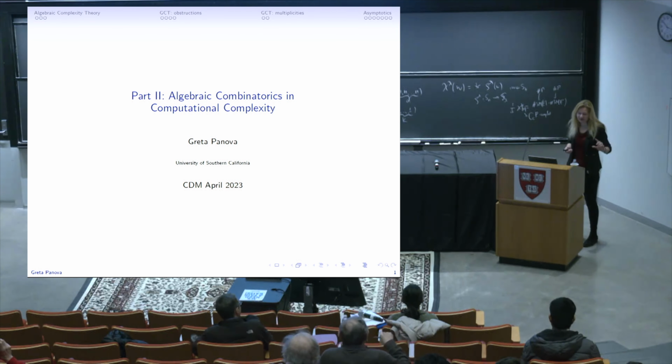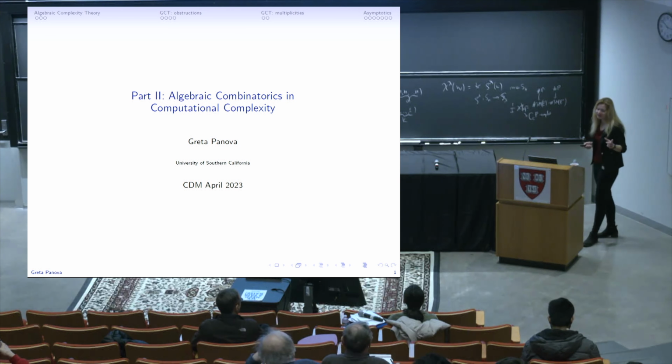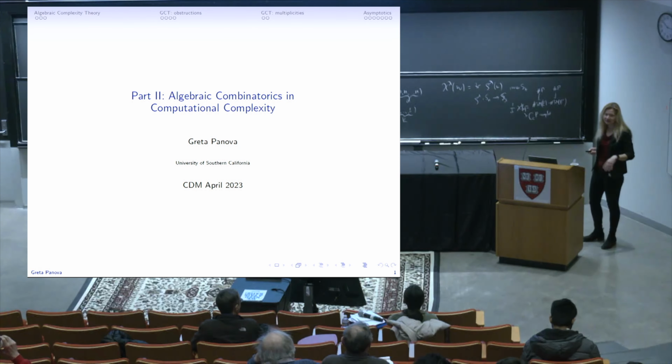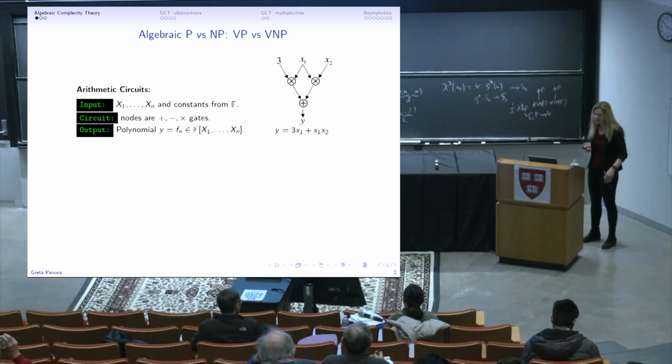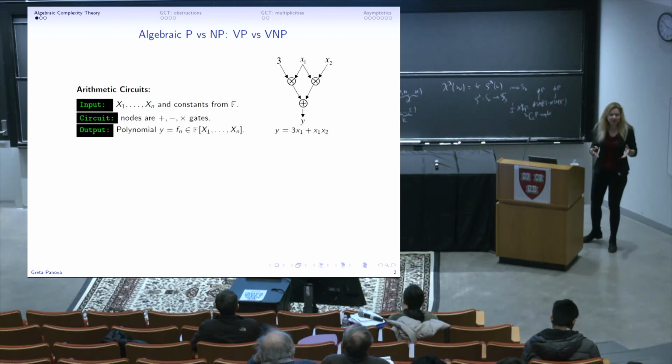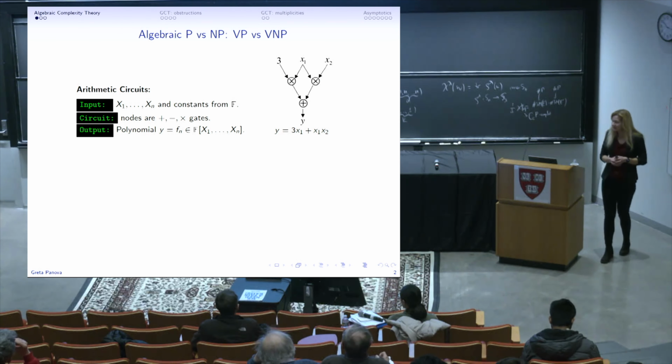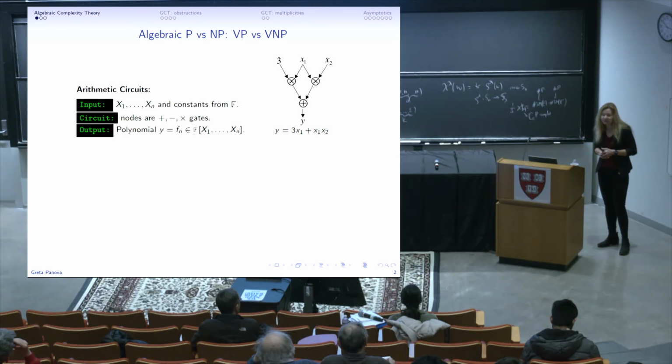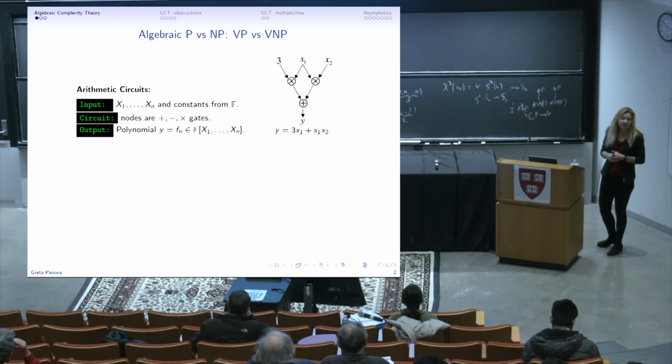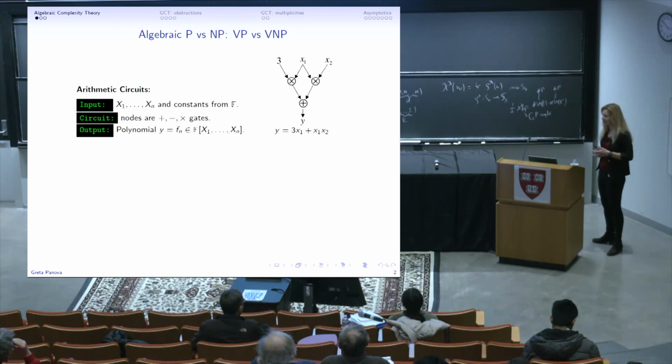We are going to now go to algebraic complexity theory, so not the usual one where the classes P and NP are. So we're going to talk about the algebraic version of P versus NP, and these are the classes VP and VNP, and the V stands for Valiant, Leslie Valiant, who is actually here at Harvard.